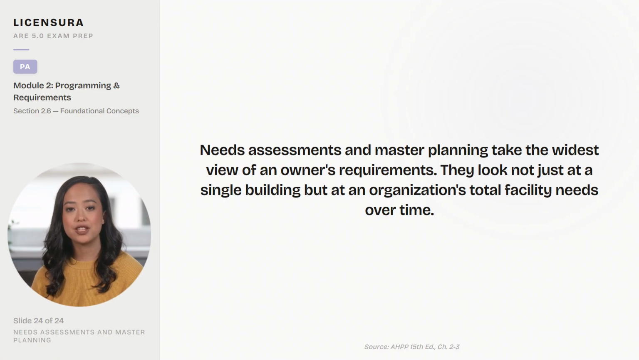Needs assessments and master planning take the widest view of an owner's requirements. They look not just at a single building, but at an organization's total facility needs over time. These are strategic, long-range planning activities.